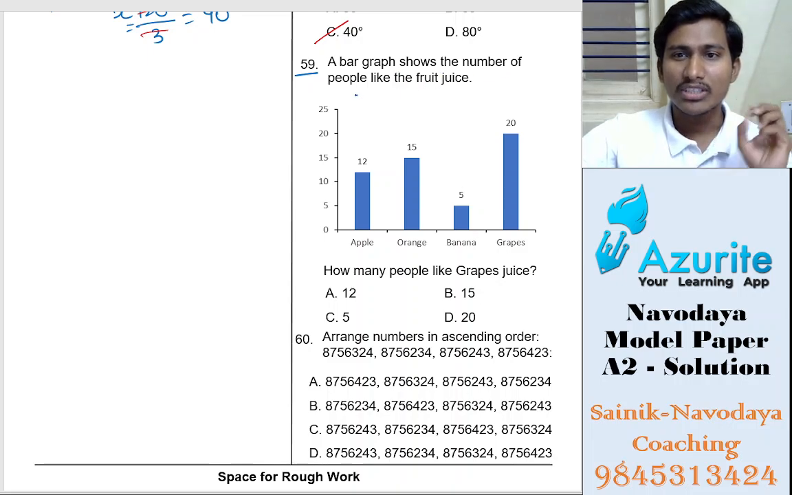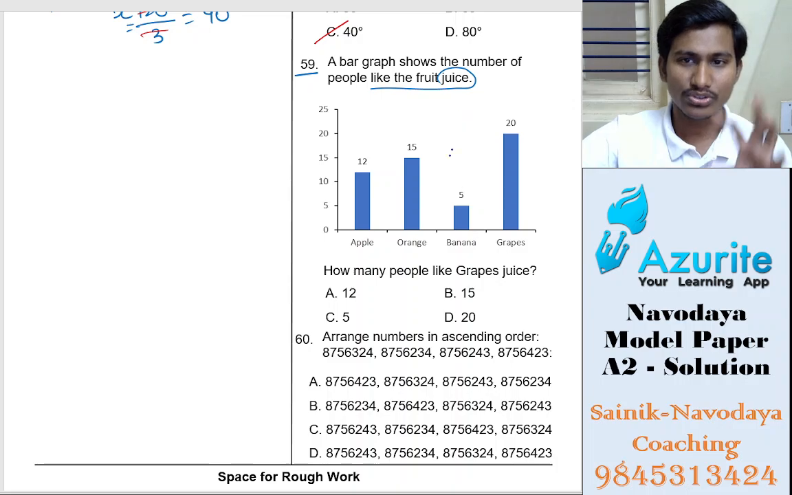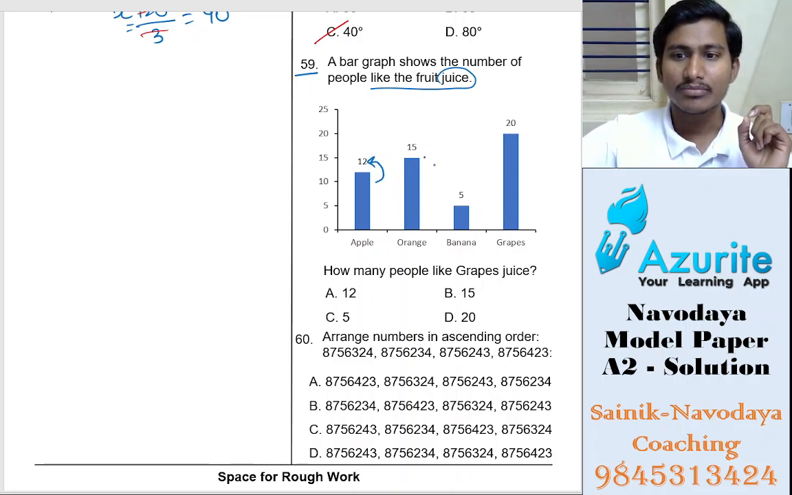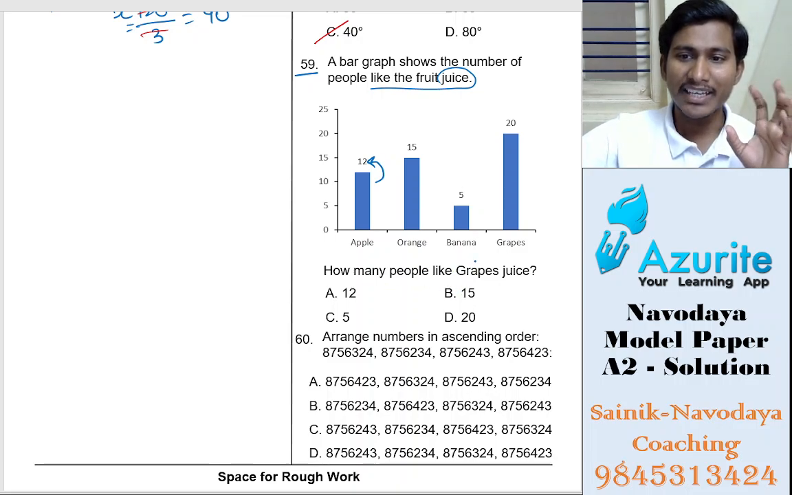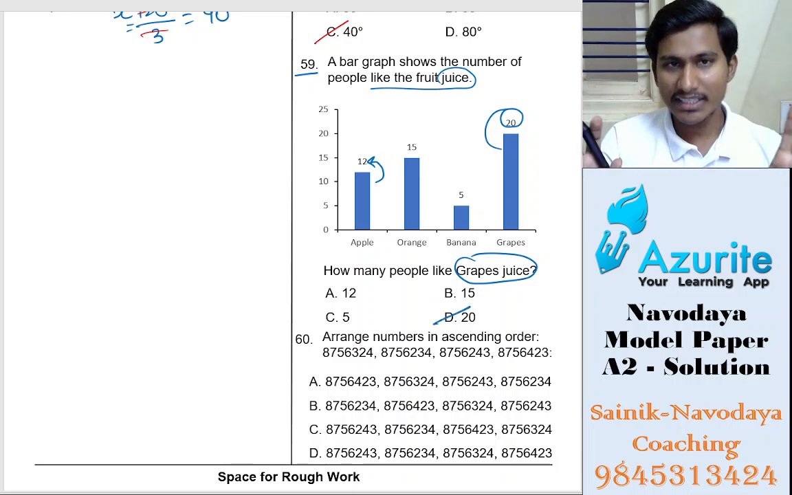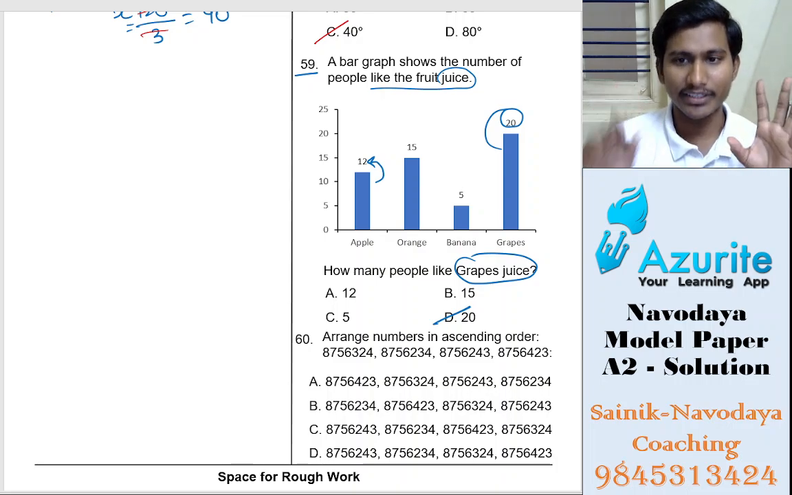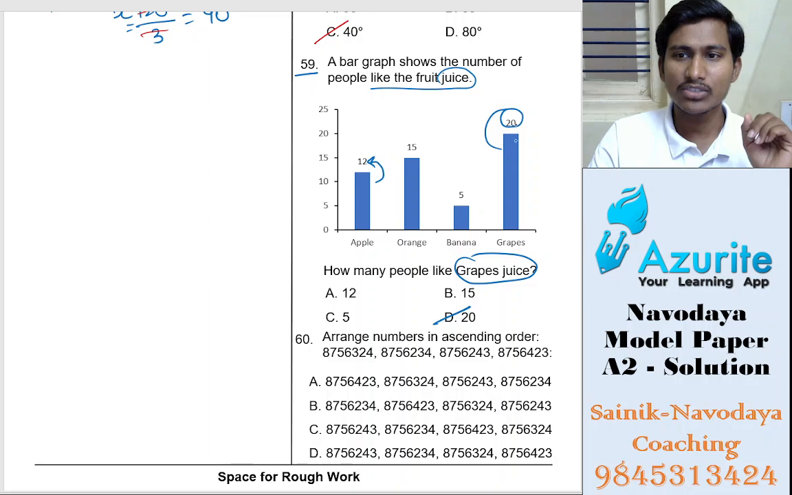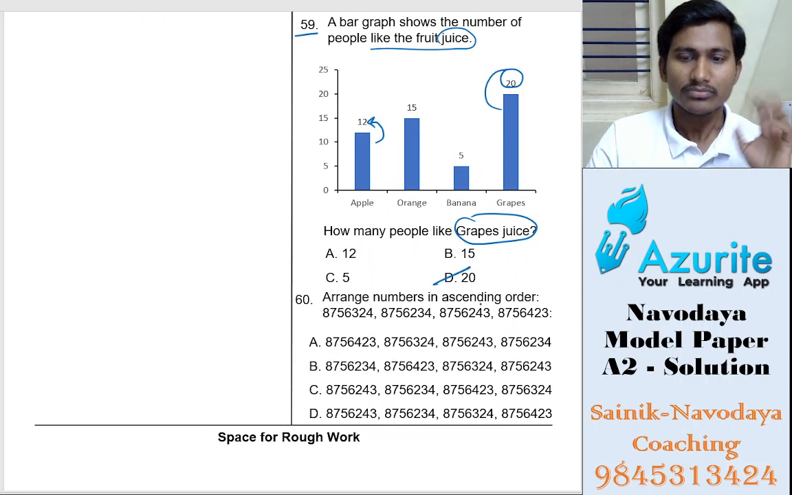A bar graph shows the number of people who like the fruit juice, right? So here apple is liked by how many people? 12, right? Orange is 15. So they are asking how many people like grape juice. Grapes is here, that is 20 people like grape juice. So which is the answer? Option B. It is a very easy question, just you have to read and understand, right? So how many people like grape juice? That is 20 people.